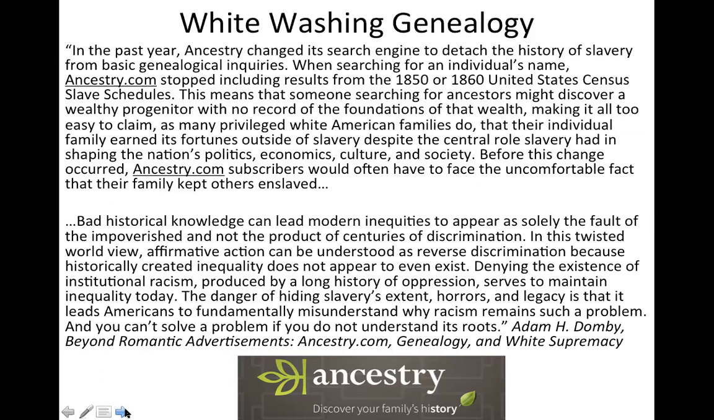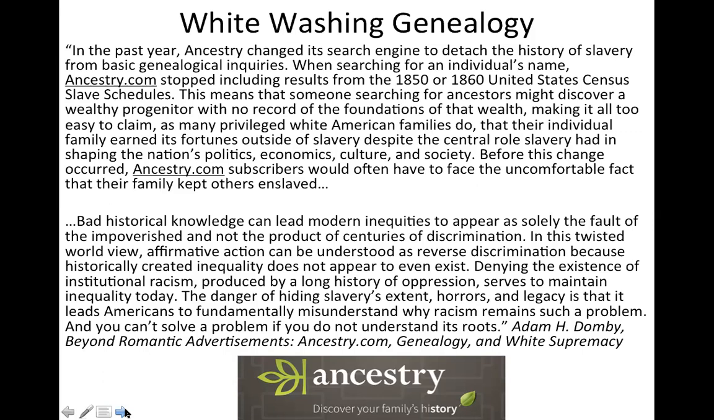inequities to appear as solely at the fault of the impoverished and not the product of centuries of discrimination. In this twisted worldview, affirmative action can be understood as reverse discrimination because historically created inequality does not appear to even exist. Denying the existence of institutional racism produced by a long history of oppression serves to maintain inequality today. The danger of hiding slavery's extent, horrors, and legacy is that it leads Americans to fundamentally misunderstand why racism remains such a problem. And you can't solve a problem if you do not understand the roots.